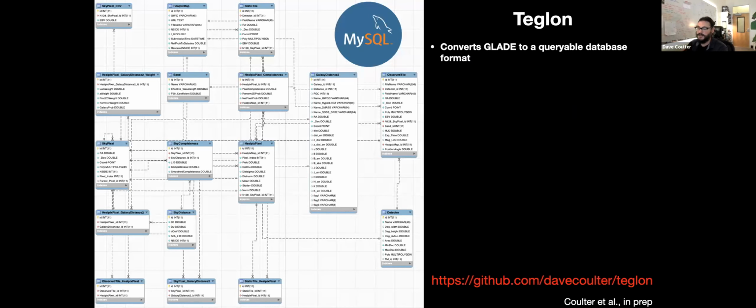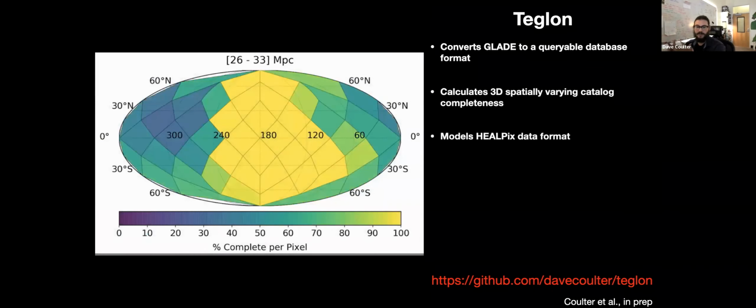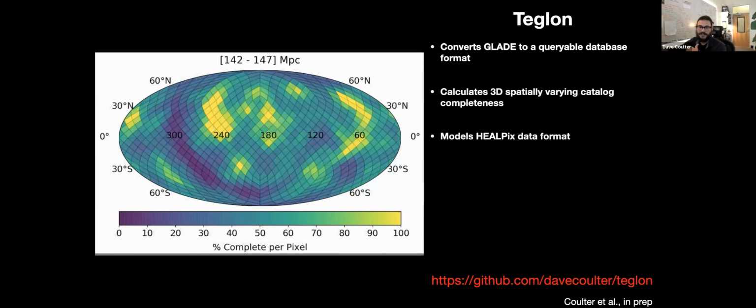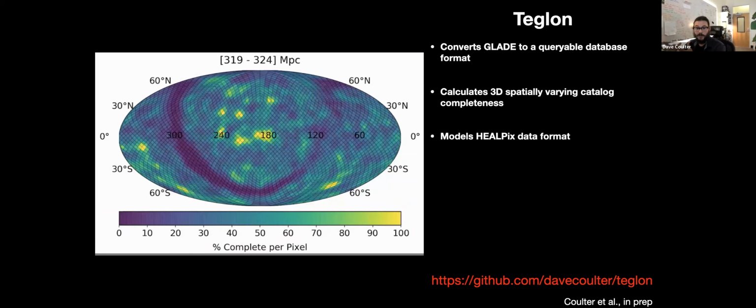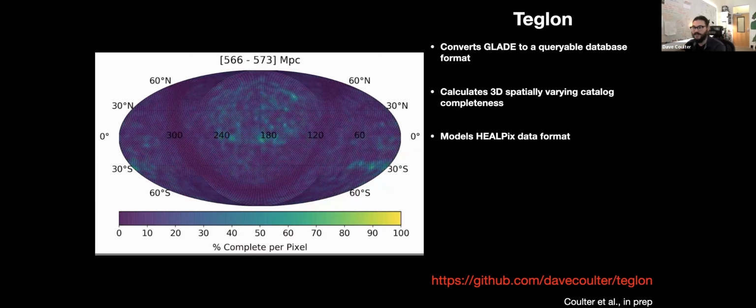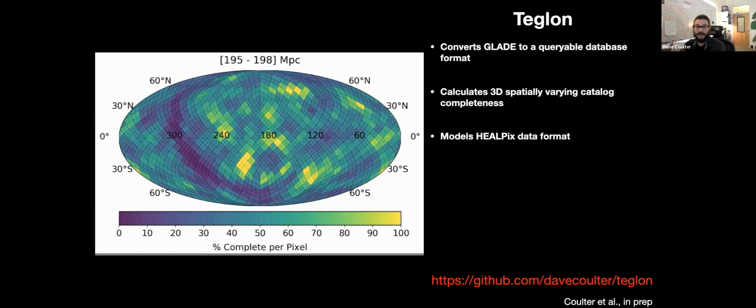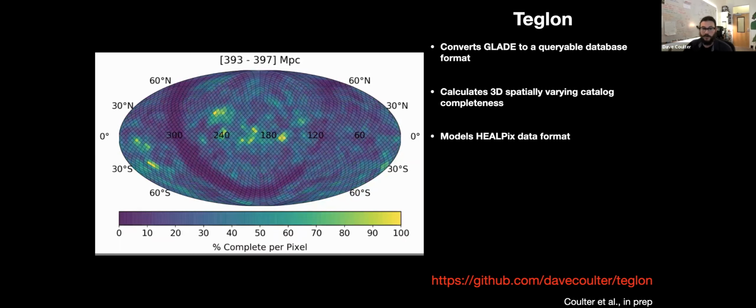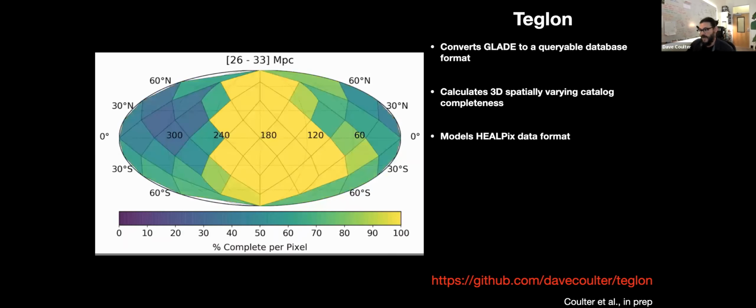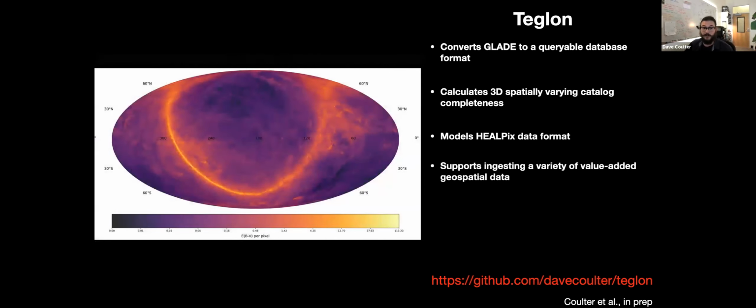And I've essentially built this into a software tool called Teglon that I have put together, which essentially creates a moving grid of equal volume cells as a function of distance. And we can calculate the enclosed B-band luminosity in each one of these volume elements and divide it by what we expect to be there to get a local spatially varying catalog completeness. And using that catalog completeness, we can inform how we search. Now, once we have a geospatially enabled database, we can have other value-added data like dust information that helps us plan observations.